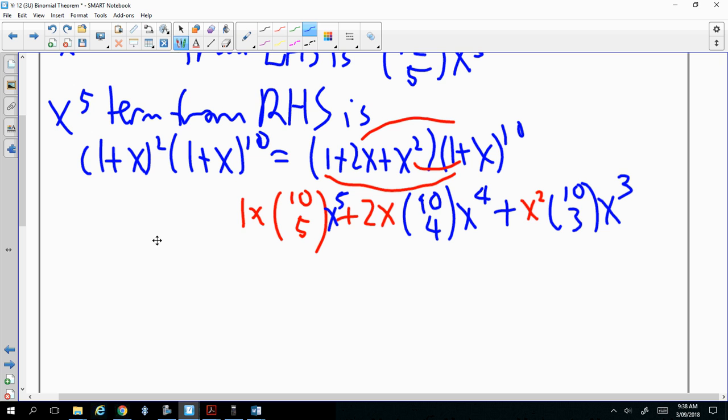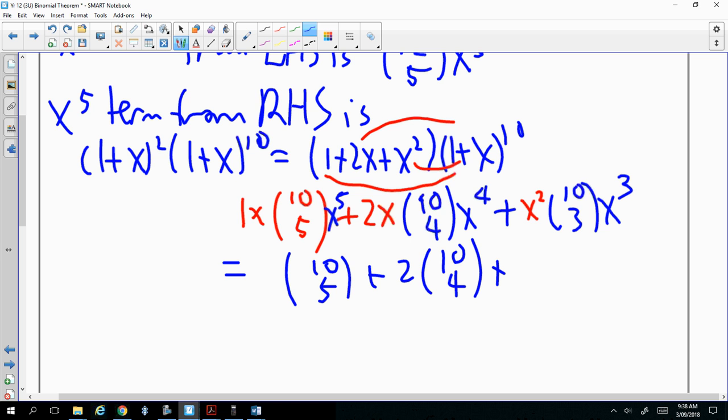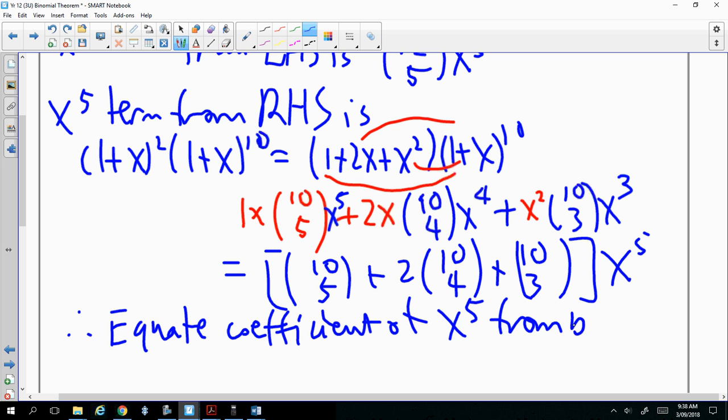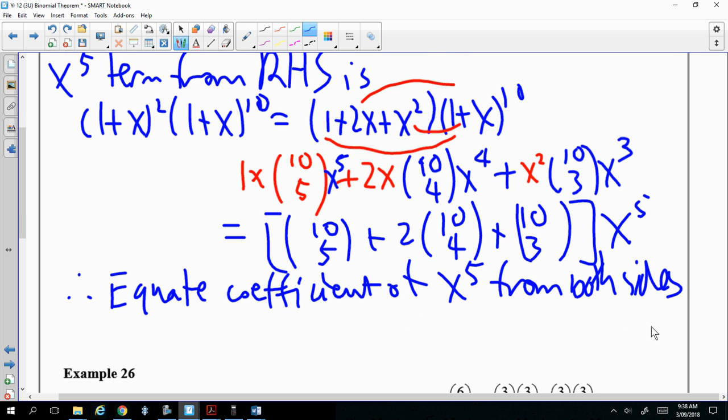And then you just say, therefore, equate coefficient of x to the power 5 from both sides. We get, what do we get? We get 12C5 equals 10C5 plus 2 × 10C4 plus 10C3. Right, so these are all 3 approaches you could get in an examination. So remember which type to use, and then we'll do a summary.